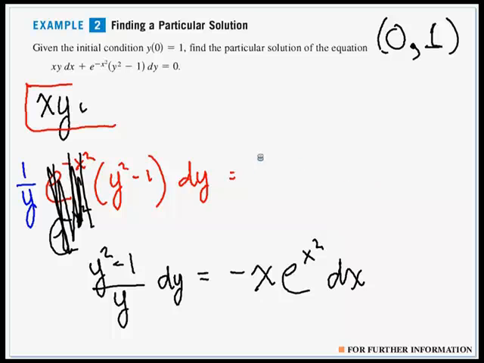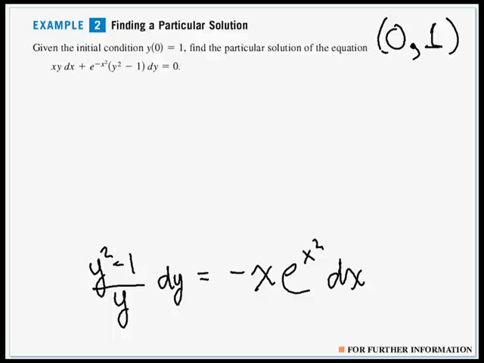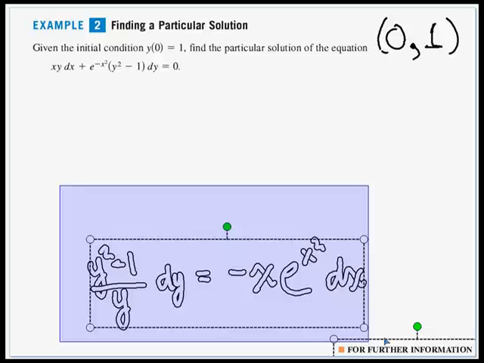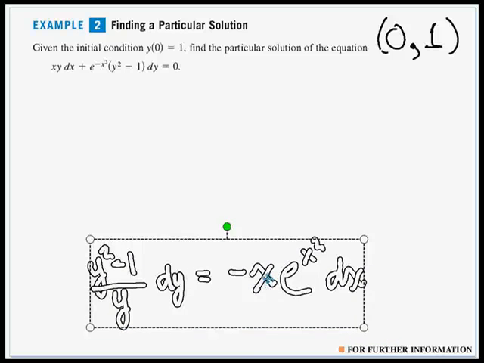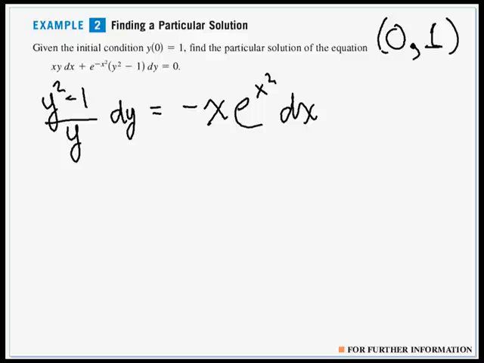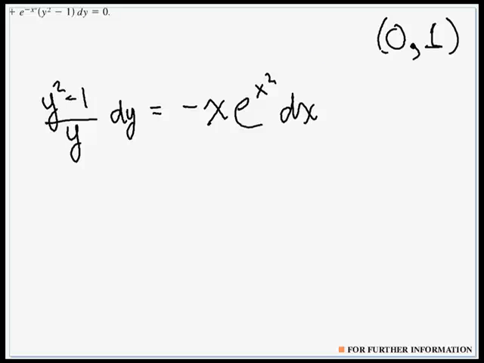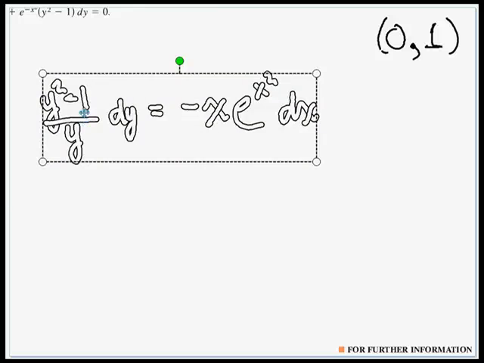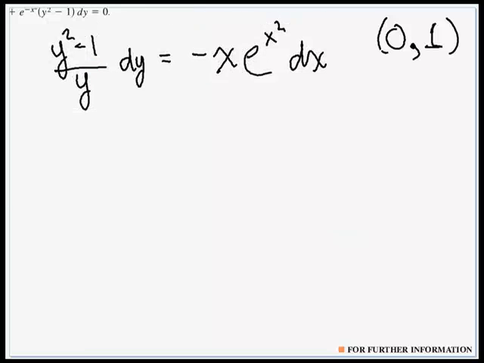Alright, I think we have our variables separated. On the left are y's and dy's. On the right are x's and dx's. So it looks like we're ready to go. Let me give myself a little more room. We're now ready to integrate both sides. Okay, so we antiderive both sides.